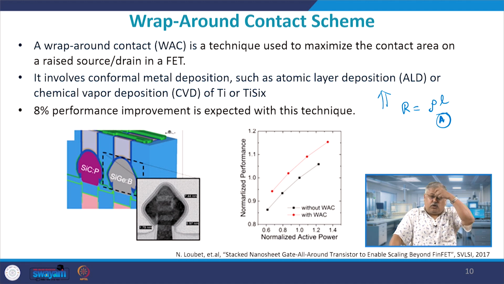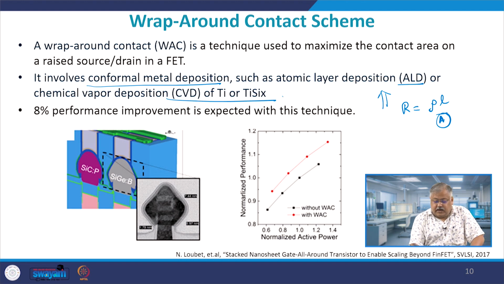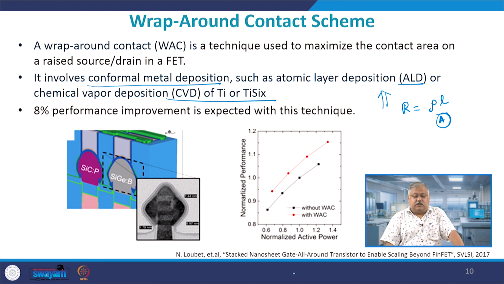And therefore, what we try to do in a wraparound contact is, if you have a source and drain, then we wrap it all around by the metal layer, and therefore the effective area increases and the effective resistance falls down. What does it involve? It basically involves what is known as a conformal metal deposition, and we do ALD or CVD of titanium or titanium silicide.